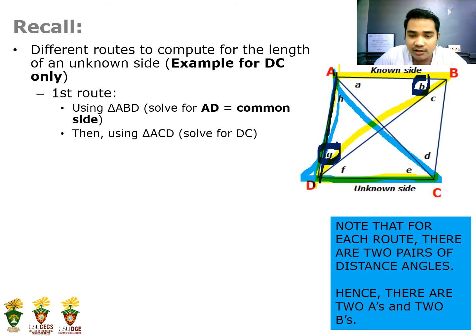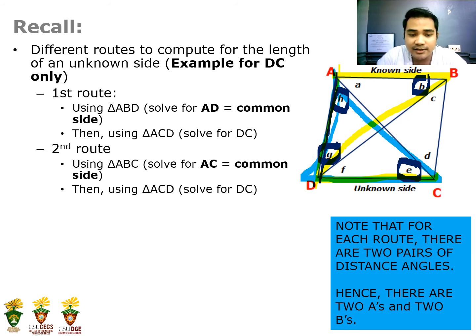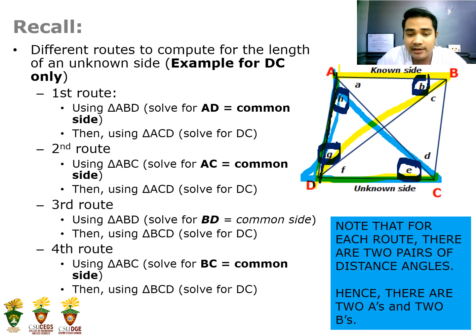And for the second triangle, we have the opposite of the unknown side, CH, and since AD was already computed using the first triangle, it is now a known side in triangle ACD. Therefore, its opposite of the known side is CE. So we have two pairs of distance angles: first is for the first triangle, the second is for the second triangle. Also consider the second route, third route, and fourth route, depending on which is the best route to use.